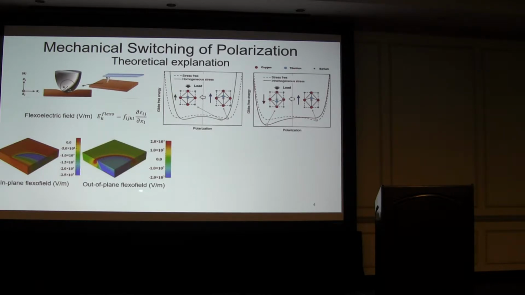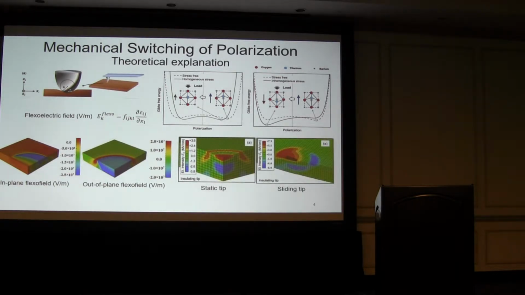Both the out-of-plane flexo field and the in-plane flexo field could have the same magnitude. And another observation from Dr. Blumer's group recently is that when the tip is moving and when the tip is immobile, the flexo fields created under the tip are different. So the message here is that the in-plane field could be comparable to the out-of-plane field, and the probe motion could influence the distribution and magnitude of this flexo field.